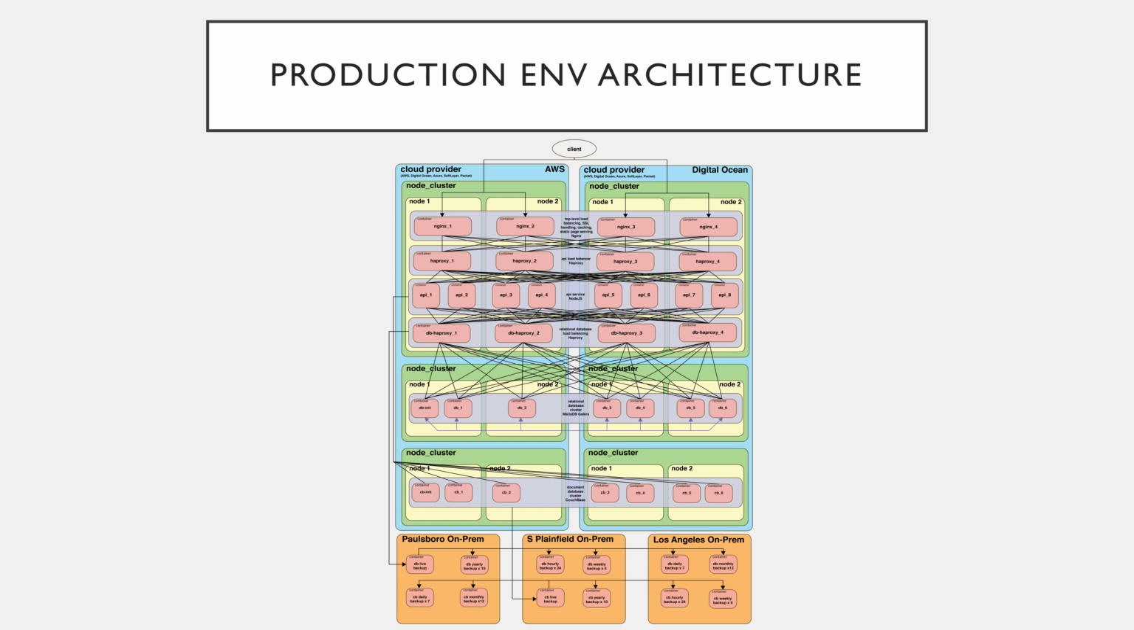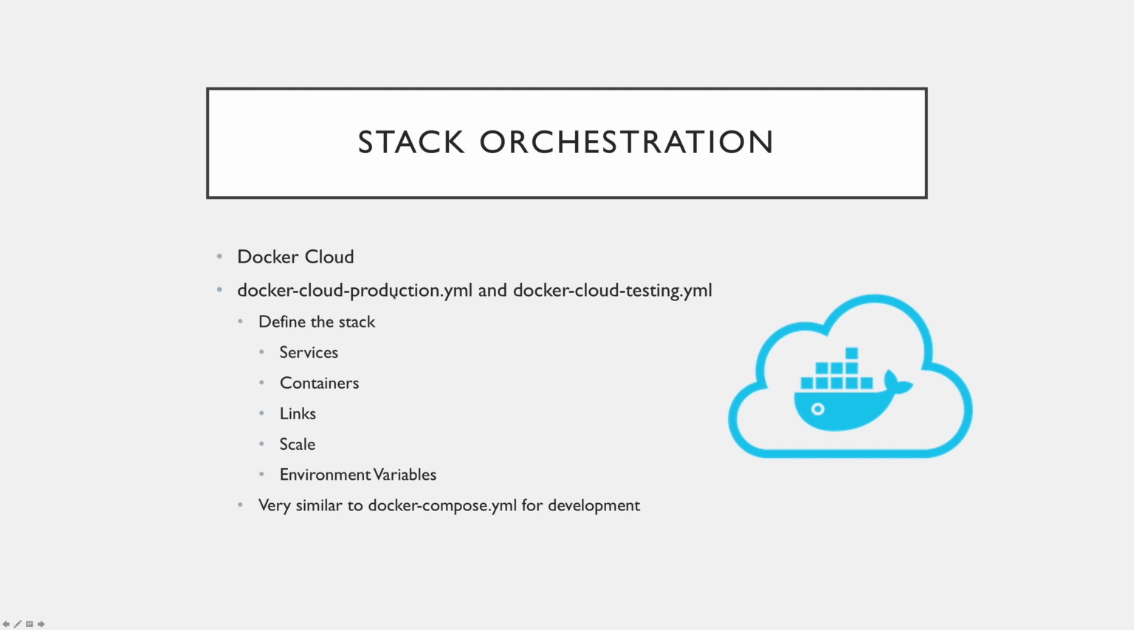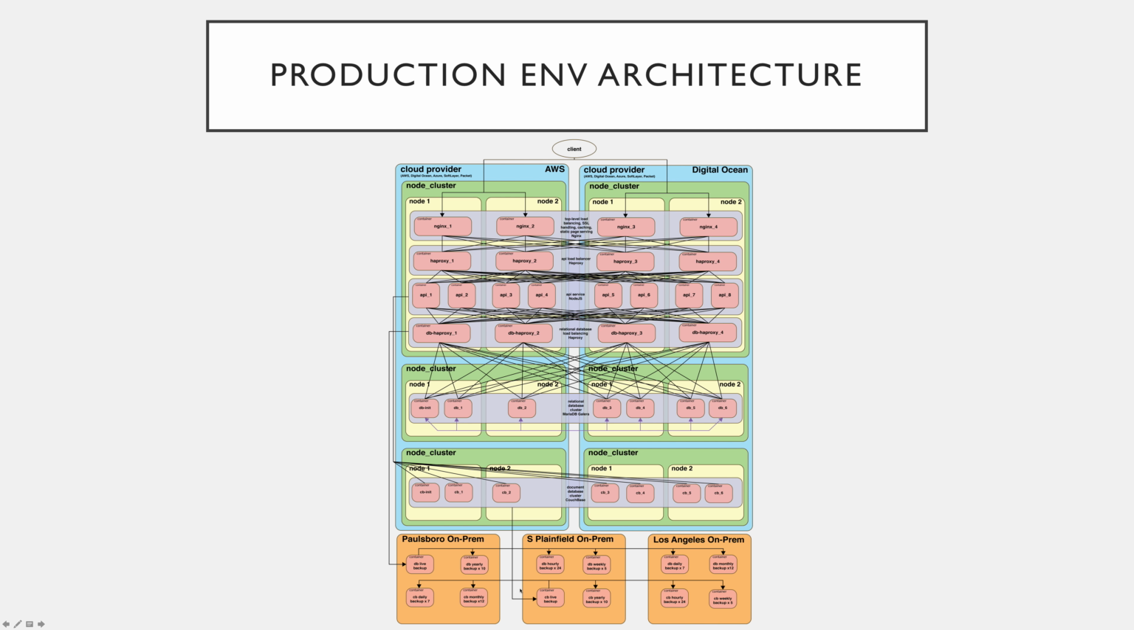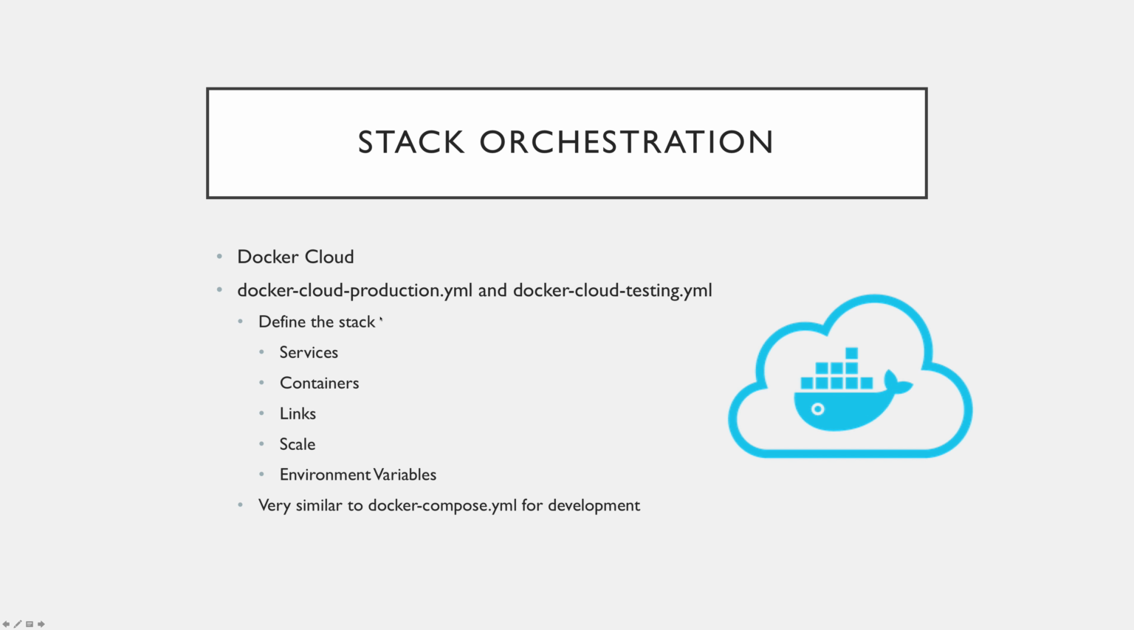Stack orchestration. So how are we actually managing all of these containers, keeping them running, replacing them when they die, just deploying them in general? How are we actually pushing the API images, the MariaDB images to all of these things? So we are using Docker Cloud for stack orchestration. It allows us to define that environment. I'm defining this entire environment using another YAML file, which is very similar to the YAML file that's being used for the local development environment.